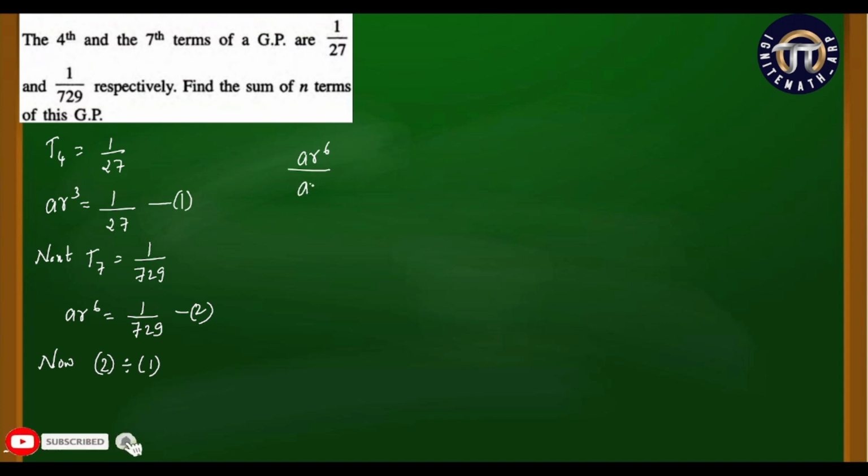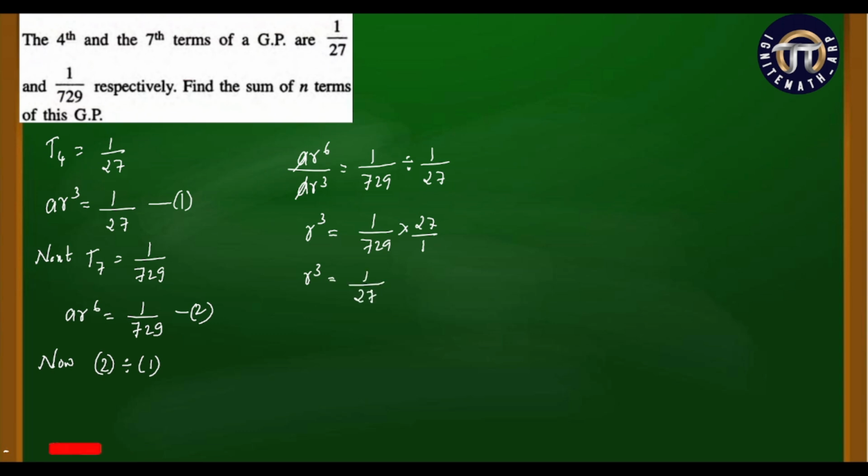6 divided by ar to the power of 3 is equal to 1 by 729 divided by 1 by 27. So a would get cancelled over here. Here I would get r cube is equal to 1 by 729 into 27 by 1. So r cube is going to be 1 by 27 because 729 is the square of 27. 27 ones are 27. So r cube is equal to 1 by 3 the whole cube. Since the powers are equal, I can equate the bases. r is equal to 1 by 3.